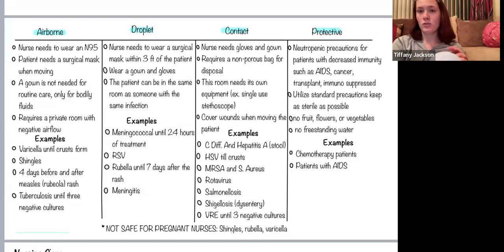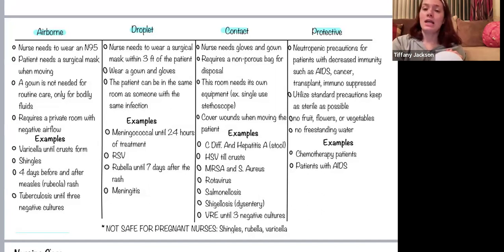Up next, we have droplet precautions. The nurse will need to wear a surgical mask when they're within 3 feet of the patient. They will also need to wear gown and gloves. Patients on droplet precautions can be placed in the same room as a patient who has the same droplet infection. So let's say you have a patient with RSV and you have a patient with rubella. You cannot put them in the same room together.